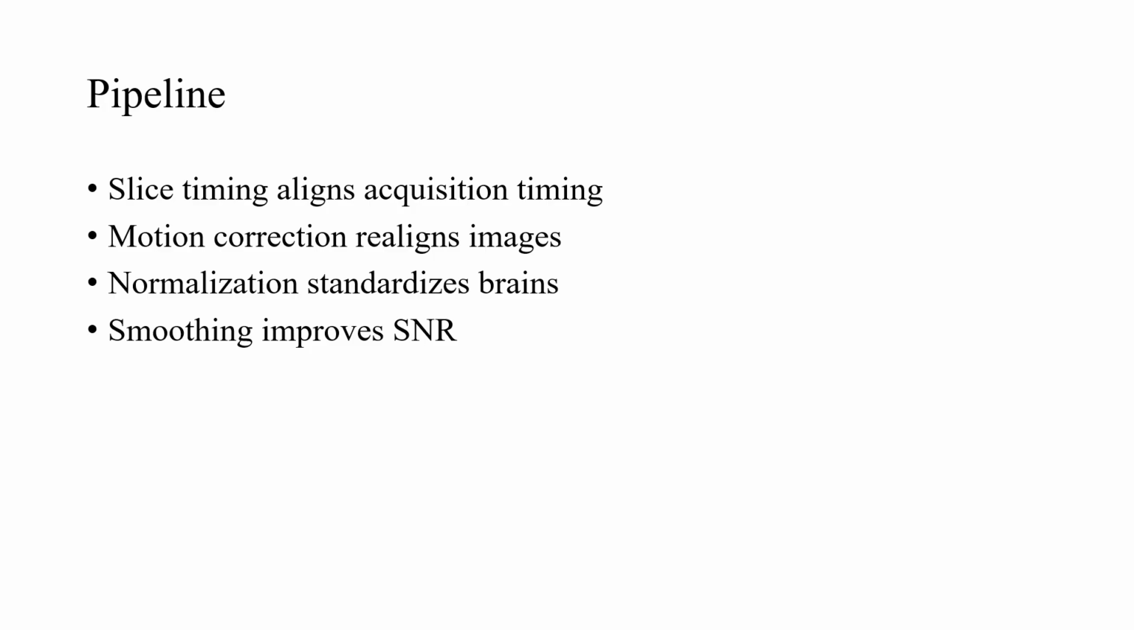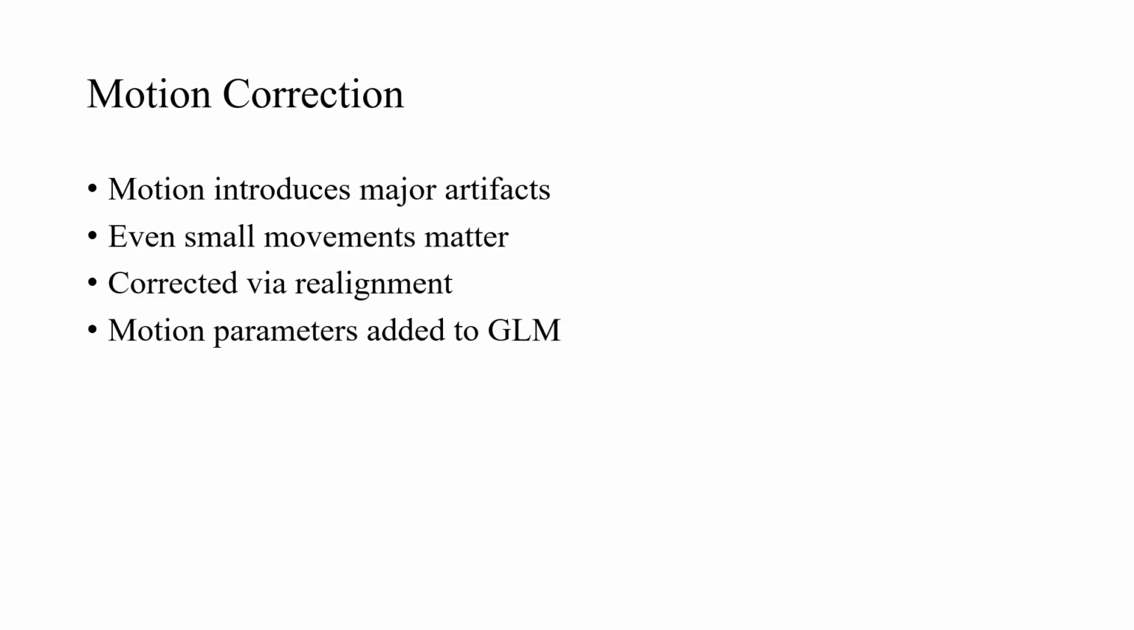Normalization to the standard brain, and smoothing also improves the function. You have to remove motion related artifacts, correct via realignment, and these motion parameters are added to the GLM so that it takes care of them while interpreting the overall thing.